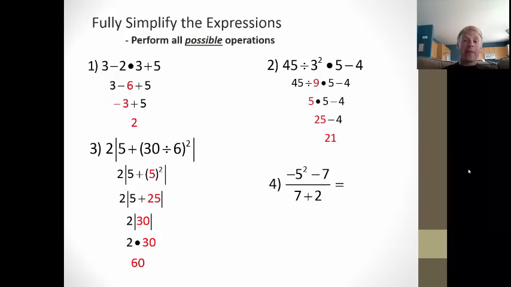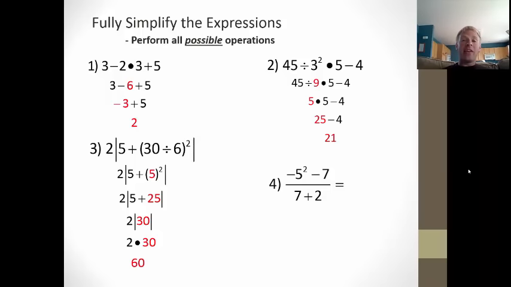In our third example here, we can see that we have grouping symbols inside grouping symbols. We always have to work from inside out. So the first grouping symbols I deal with are parentheses, so I do 30 divided by 6. That gets me 5. Then I have to work inside my absolute value bars. Well, 5 squared, exponents come before addition, so it gives me 25. Then 5 plus 25 gives me 30 inside my absolute value bars.